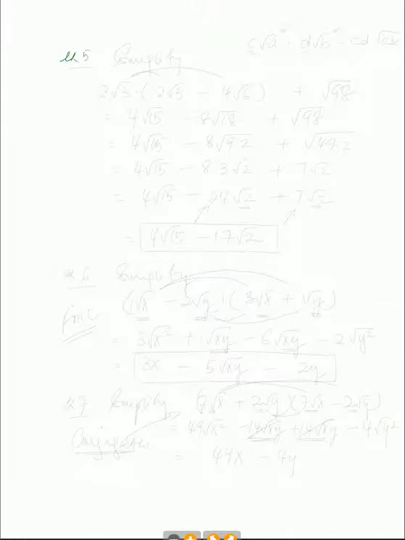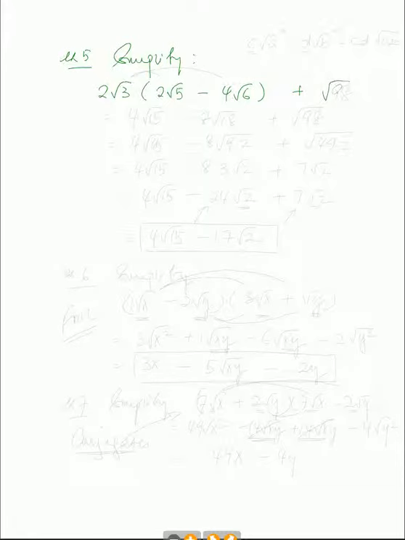So let's call this example 5. What did we say? Simplify. But what you end up with is 2 radical 3 multiplied to 2 radical 5 minus 4 radical 6 plus, say, radical 98. So at one glance, where do we start? The usual way, you are going to have to remove the parentheses first.